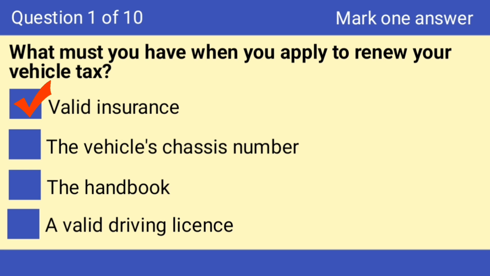Explanation. You can renew your vehicle tax online, at post offices, and by phone using the DVLA Vehicle Tax Service. When applying, make sure you have all the relevant valid documents, including a valid MOT test certificate where applicable.